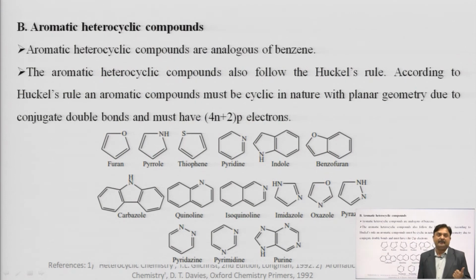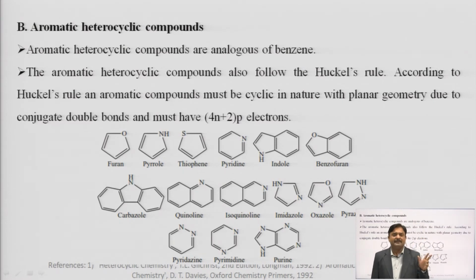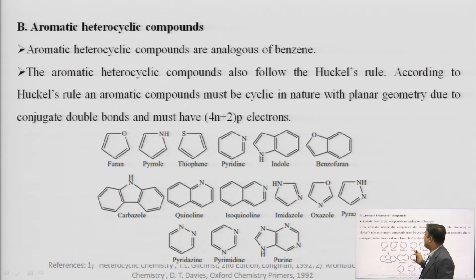Then the second category is the aromatic heterocyclic compounds. We know what aromatic compounds are. Some conditions should be there. The most important condition is the Huckel rule, which means the compound should follow Huckel's 4n plus 2 pi electron rule. So, these are all the molecules which belong to the category of aromatic heterocyclic compounds. It means they all follow Huckel's rule.